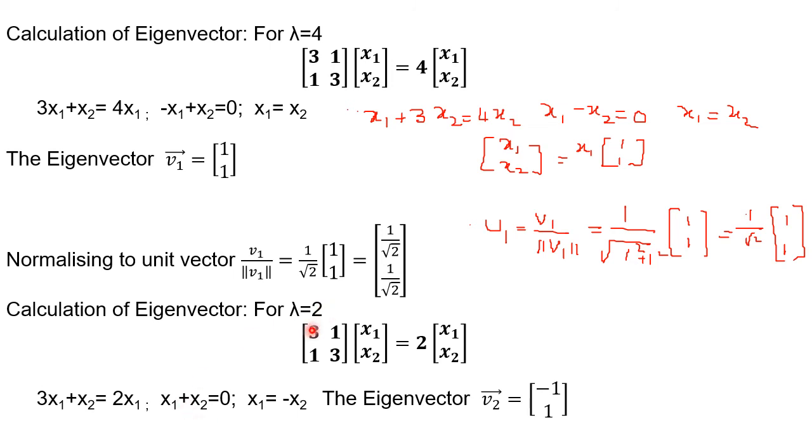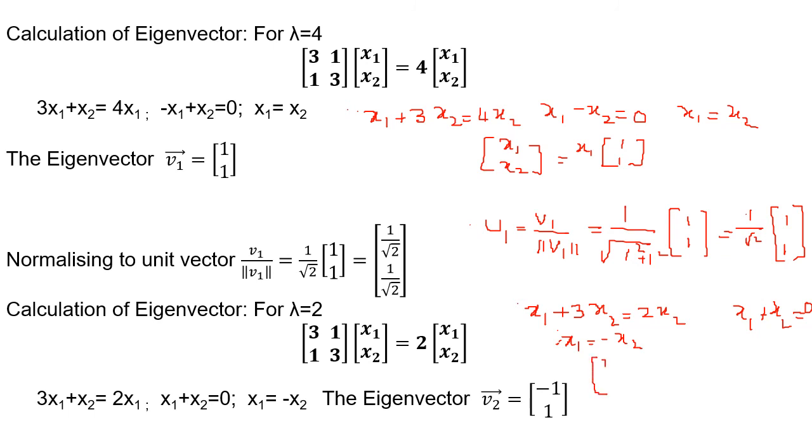We know that 3x1 plus x2 is equal to 2x1. So that gives you x1 plus x2 equal to 0, that is x1 equal to minus x2. Let me take the second equation. The second equation gives me x1 plus 3x2 equal to 2x2. So that gives you x1 plus x2 equal to 0. Therefore I can write this as x1 equal to minus x2.